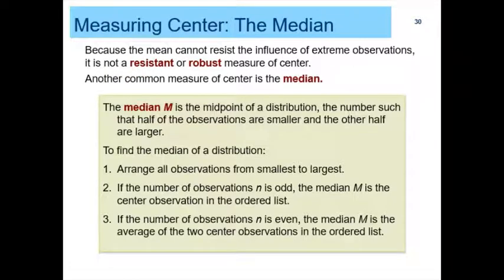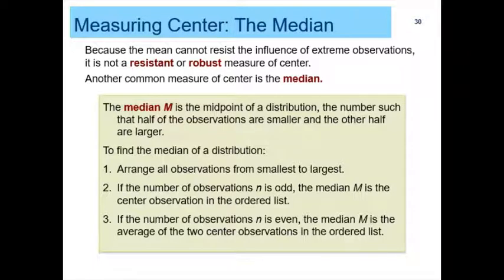Because the mean cannot resist the influence of extreme observations, it is not a resistant or robust measure of center. What do we mean by extreme observations? We saw earlier in the example of Florida and Alaska. Those were the extreme observations, so the mean is not the better measure of center for that example. Instead, we can take the median as the measure of center. The median is the midpoint of a distribution, the number such that half of the observations are smaller and the other half are larger.